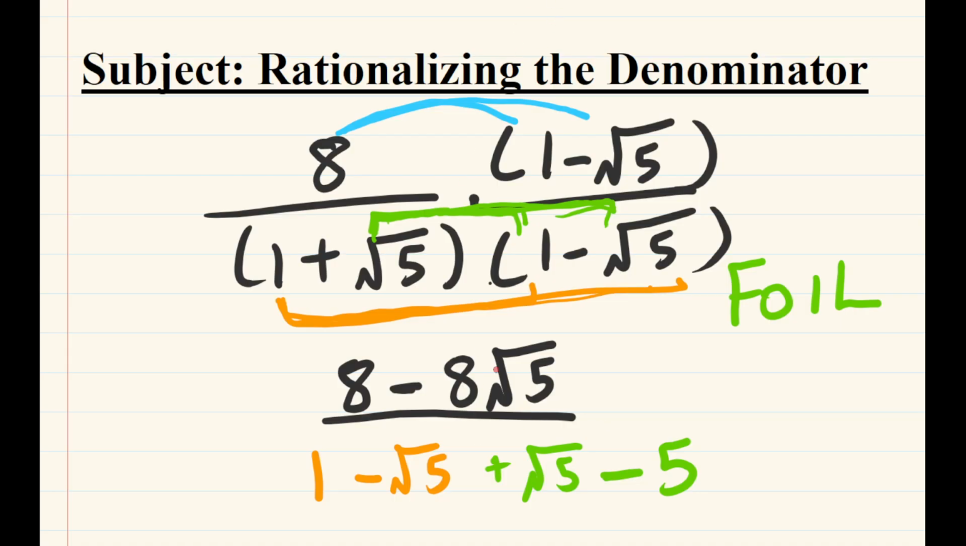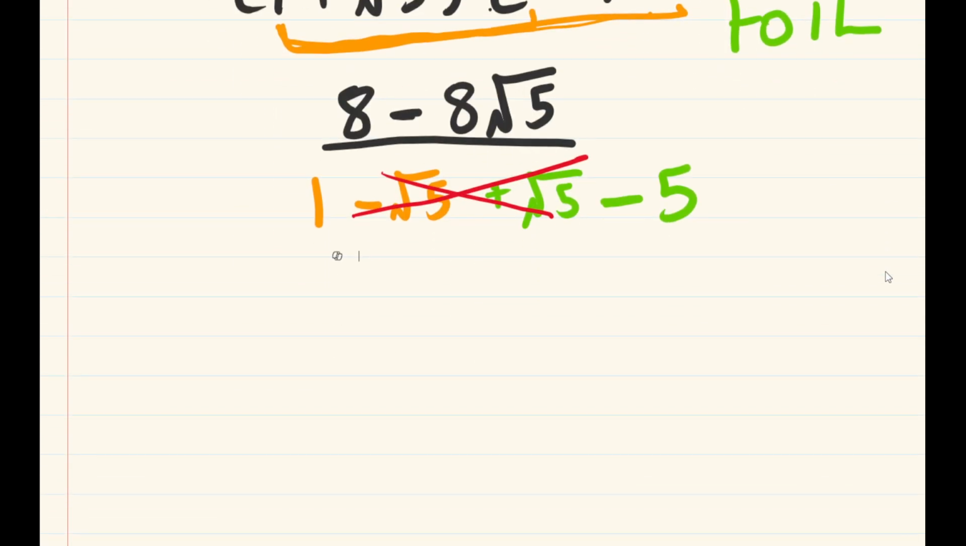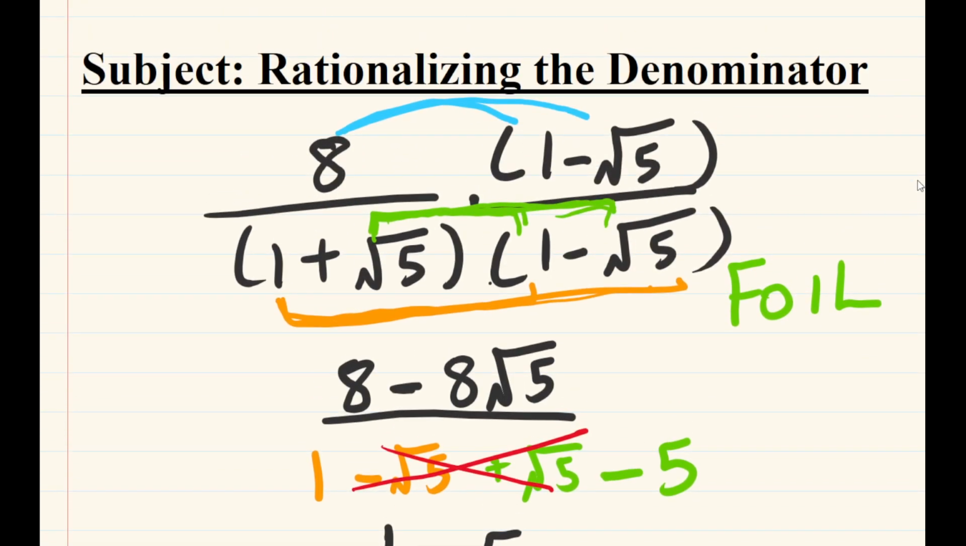Perfect. And the beauty of multiplying a binomial by the conjugate is that these two terms in the middle, the negative radical 5 and the positive radical 5, they always cancel out. So we are left here with just 1 minus 5. Scroll down. We are left with 1 minus 5 in the denominator. So again, that's the denominator.